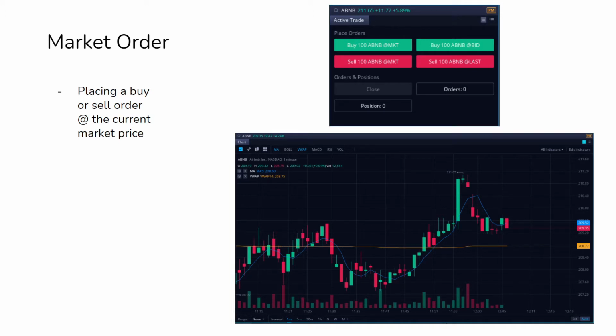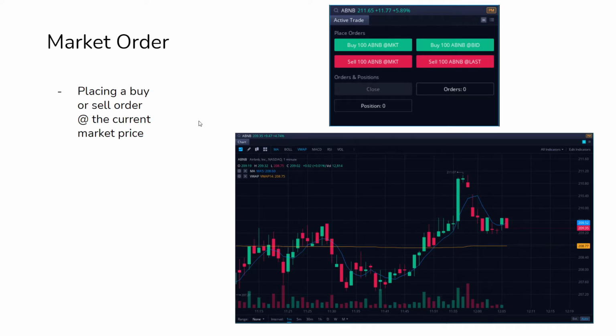So our first order is going to be the market order, and this is really the most basic order you can submit to the market. What it really is, as I said here, is placing a buy or sell order at the current market price. So I have an example right over here, this is Airbnb. The current price is right here at the close of this candle all the way to the right. You can see here it's at 209.35.